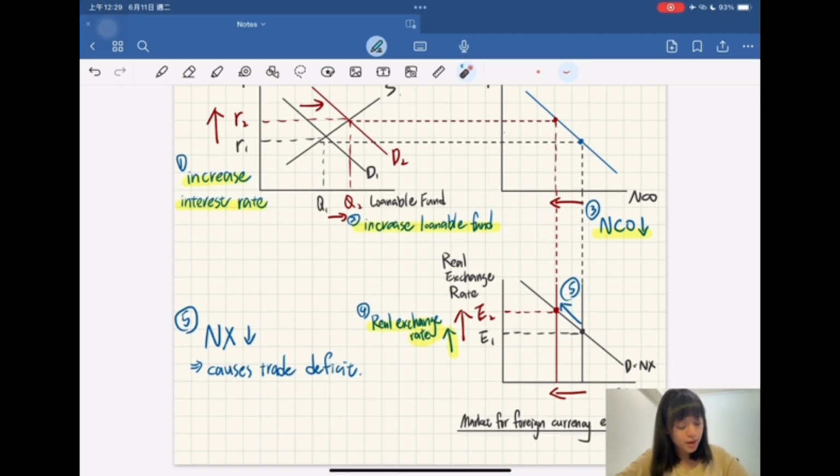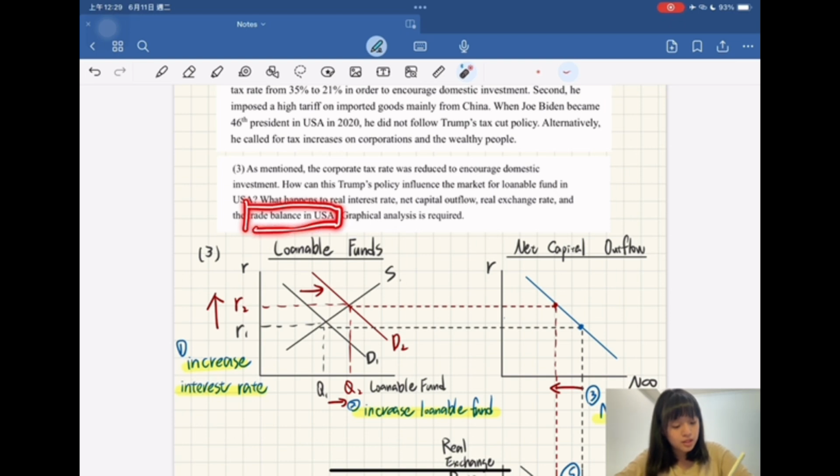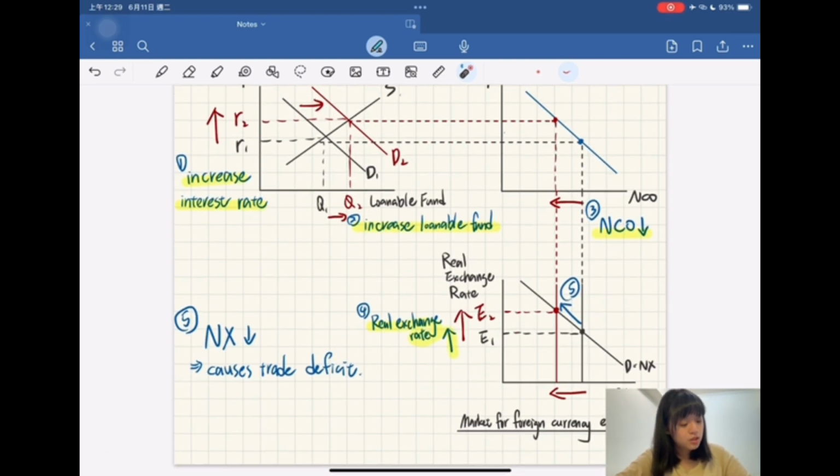And what about the trade balance in the USA? We can look back to the net export. The net export moved from here to here. It decreased. So for the fifth part, the net export decreases, and it causes a trade deficit in the USA.